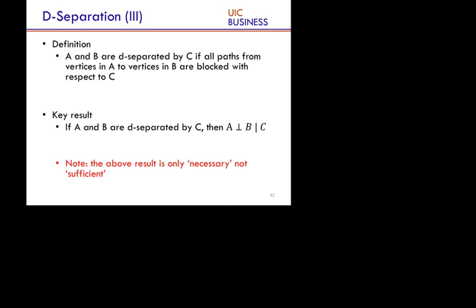And if A and B are d-separated, then A is conditionally independent of B given C. Okay, I guess this is not much of a leap there. I'm just saying if there is a d-separated property for two sets, then they are conditionally independent. And this you can do for any arbitrary sets.